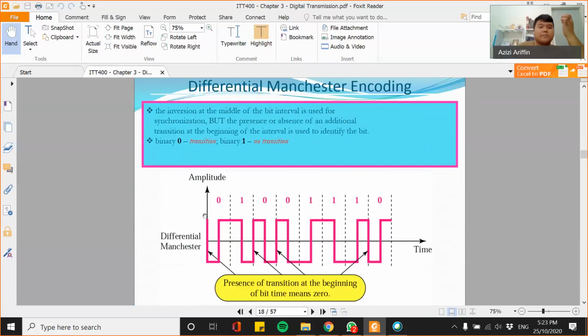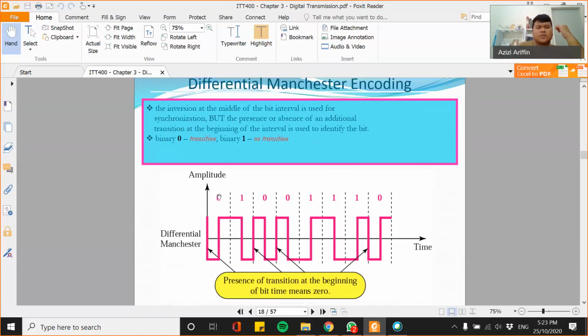So the transition in the middle is used for synchronization, right? So for example, if the next value is 0, it will have a transition here, see, transition. If it's 1, there is no transition, so it just continues as usual. So if it's 1, it will just go straight, but since it is a 0, it needs a transition at the beginning, so it will transit.